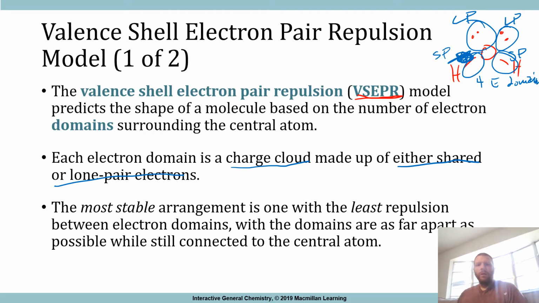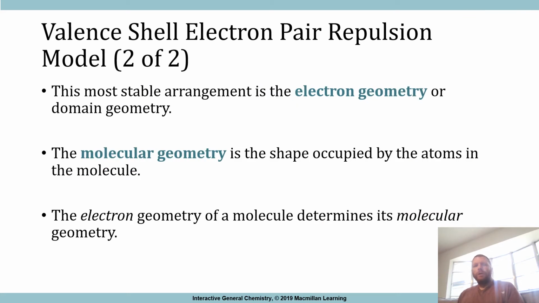At any rate, the most stable arrangement is one with the least repulsion between electron domains, where the domains are as far apart as possible while still connected to the central atom. Now, that's something that's kind of difficult to wrap your mind around, but this lone pair of electrons and this lone pair of electrons are going to be repelling one another, and they're going to be repelling the shared pair of electrons. So there's all these repulsive forces because these electrons are all negative, and so they're going to be pushing away from one another. So we want to basically come up with a structure where the repulsion is as low as possible. Okay, so this most stable arrangement is the electron geometry or the domain geometry.